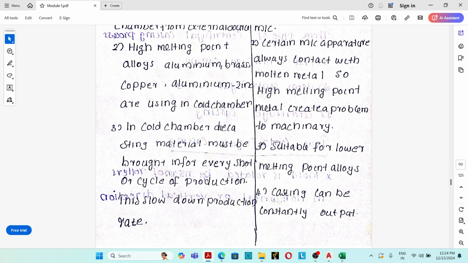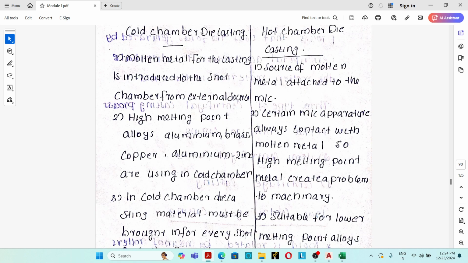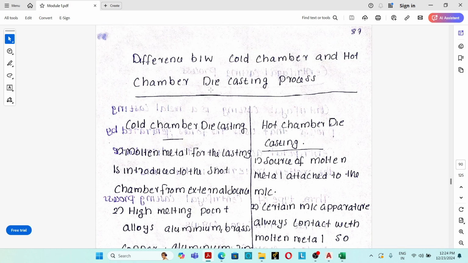In the hot chamber die casting process, the entire pumping elements are completely immersed inside the molten material, and the molten material is automatically pumped into the mold cavity through the gooseneck. The casting can be output constantly. So these are the differences between the cold chamber die casting process and the hot chamber die casting process.